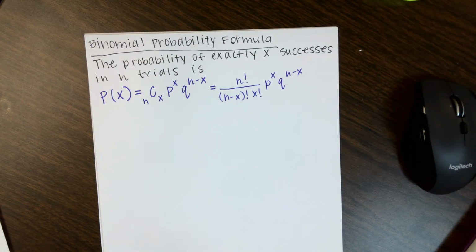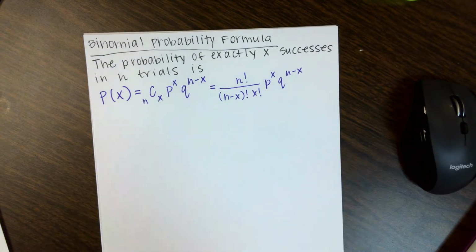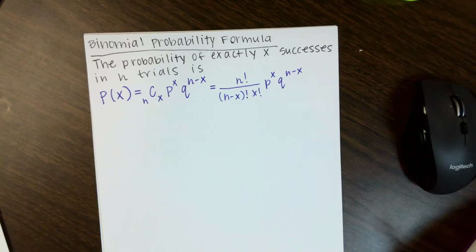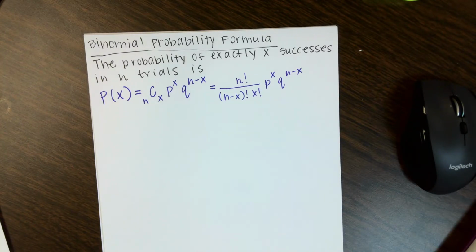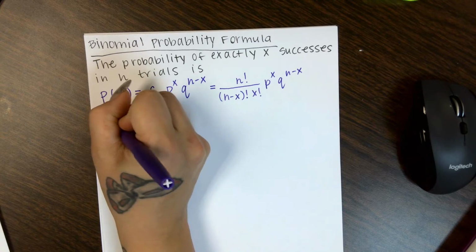There's really no reason at all to expand our combination out like this when I'm going to show you where that combination button is in your calculator. Okay. Now let me go ahead and define what all these little bitty pieces mean. So we have our n, which we know is the number of trials.